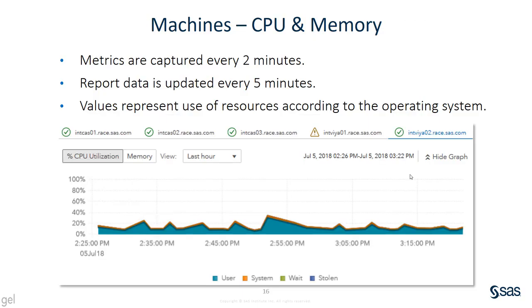All right, so again, the metrics that are captured in the graph are captured every 2 minutes. The data that gets refreshed to the display is every 5. So you may see a bit of a delay. The capturing and the cleaning of the data and the display loading to CAS takes a little bit of time. So we do have a little bit of latency there between actual activity and what you'll see in the graph.